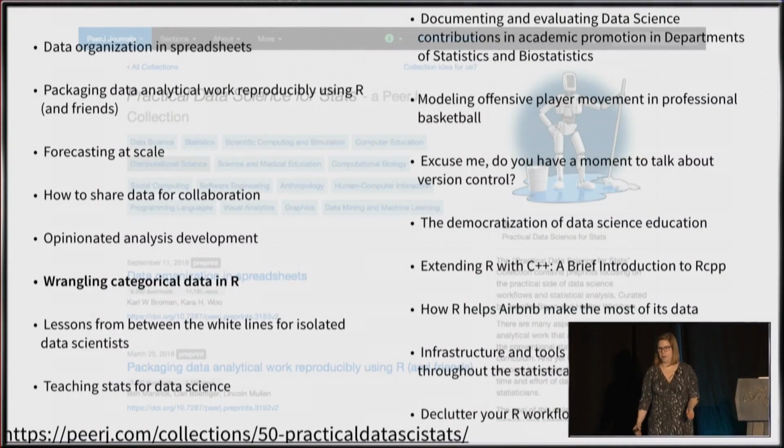So all of these papers are fully reproducible. They're available online on GitHub. Then they're on these sort of open source preprints on PeerJ, and we did a special issue of the American Statistician and put them in there as well.